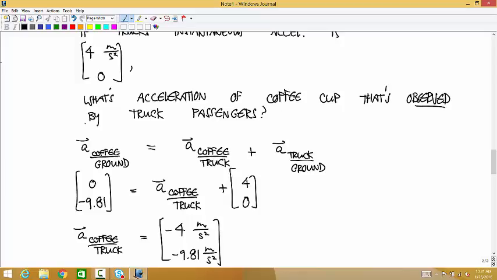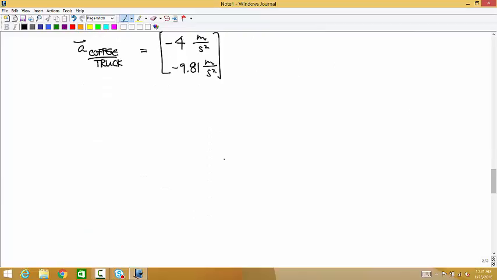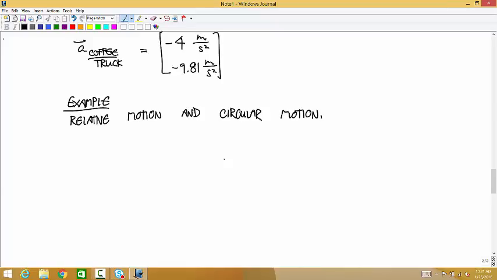Okay, let's do one. This is going to come up. Relative motion is going to come up a lot with circular motion. So let's do an example like that. Okay, so let's say that there's a, what are these called? Ferris wheel? Little Ferris wheel.